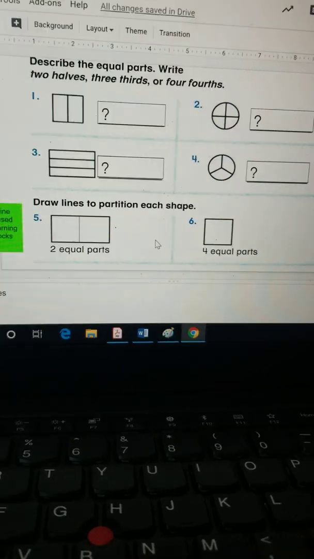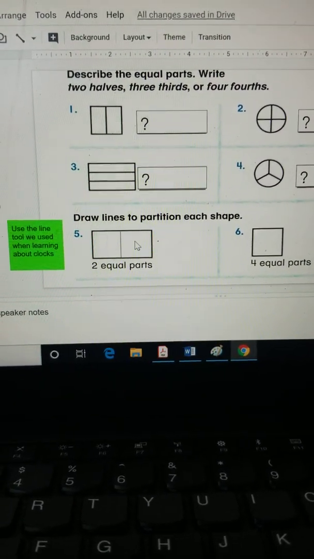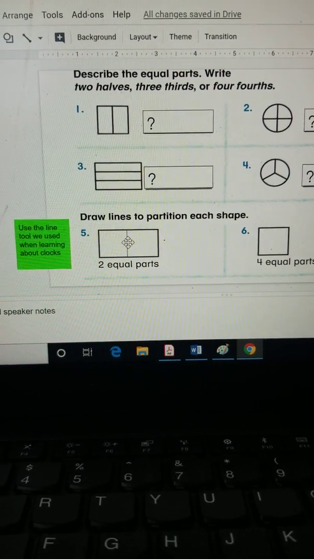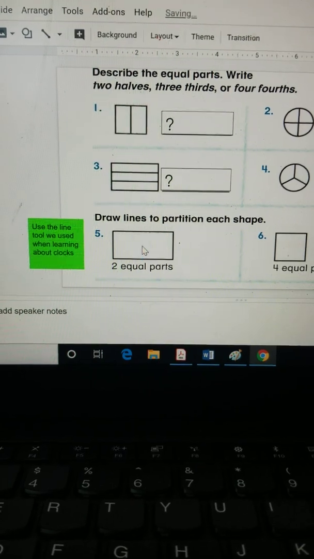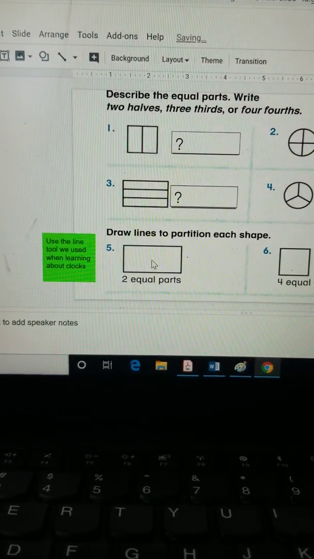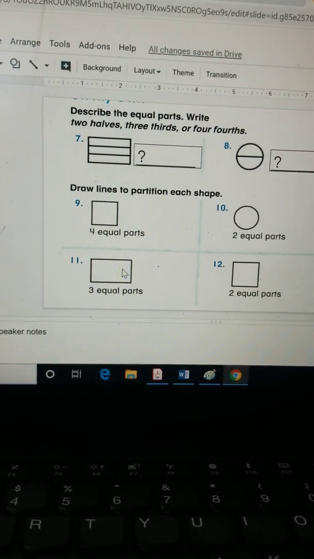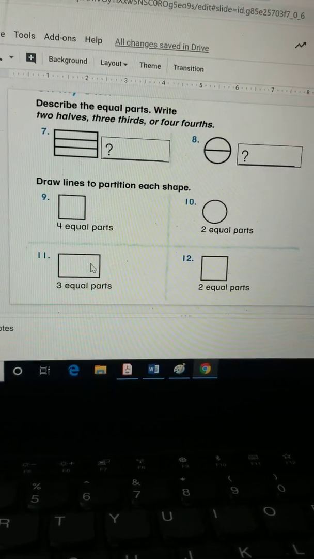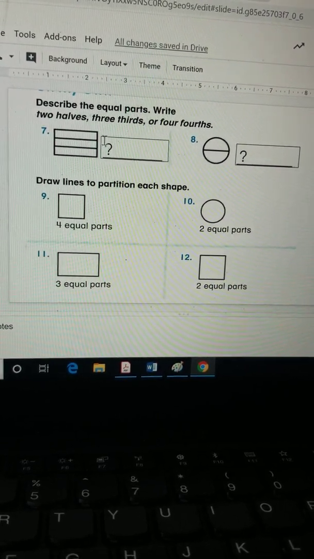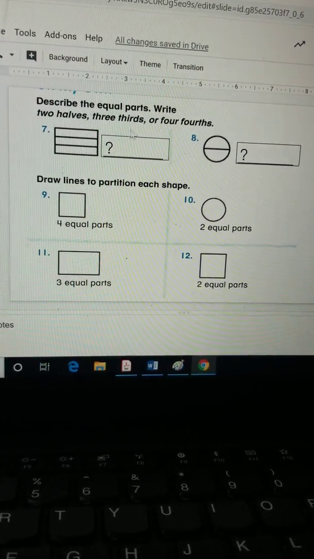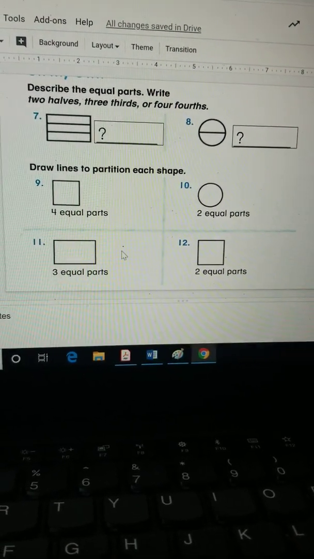Now, if my line is a little crooked or a little bit more to one side, that is okay. If I put one line and there are two pieces, I know that you tried to make a half. So no worries about getting it perfectly in the middle, but just try your best. Here you will be doing the exact same thing. You will be writing the word halves, thirds, or fourths. And here you will be drawing lines onto the shape.